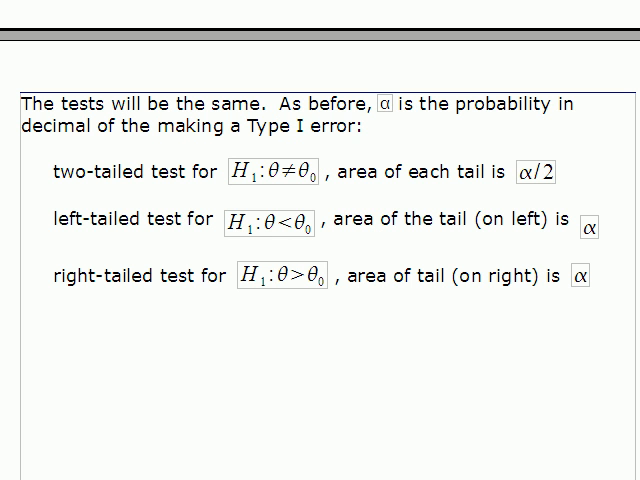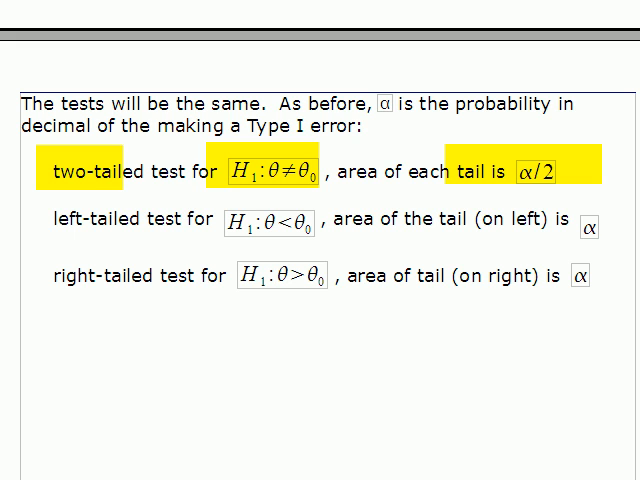The ideas of one and two-tailed tests are the same. It doesn't hurt to state them again, then you don't even have to think about them after this. For a two-tailed test, your alternative hypothesis is written with a not equal sign. Then you're going to have two tails, and each tail will have an area of alpha over 2.